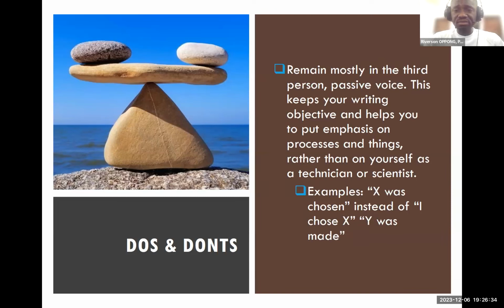Let's remain mostly in the third person. Passive voice is recommended. So this keeps your writing objective and helps us to put emphasis on the process and things rather than yourself. So instead of "I chose X", "X was chosen". We don't want to know who chose it. Of course, you're the author. You know that you're the one who chose it, right? But let's remove the "I" components from our writing.